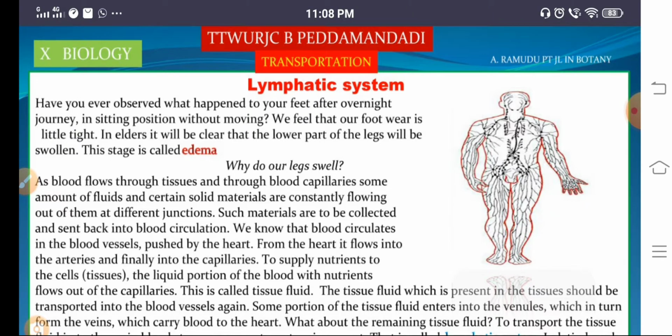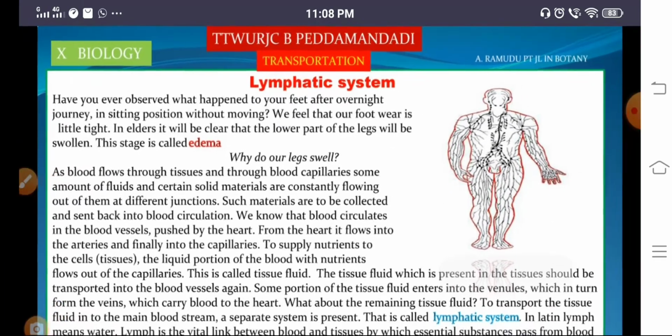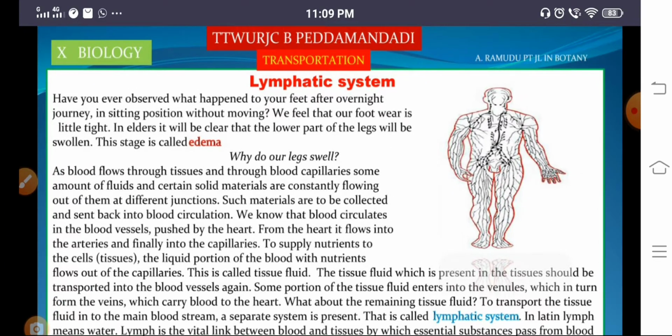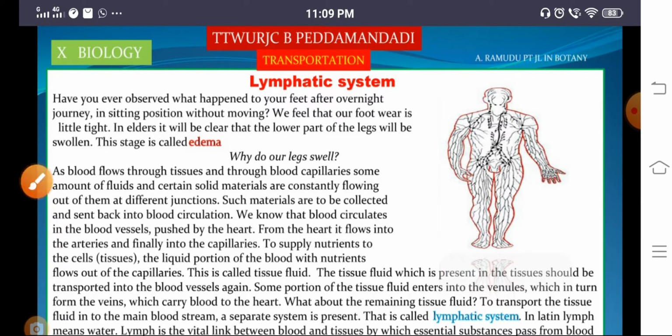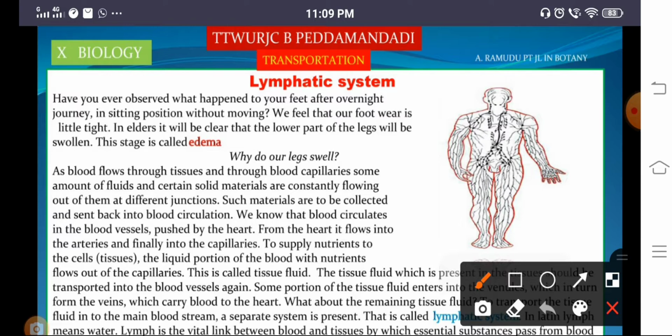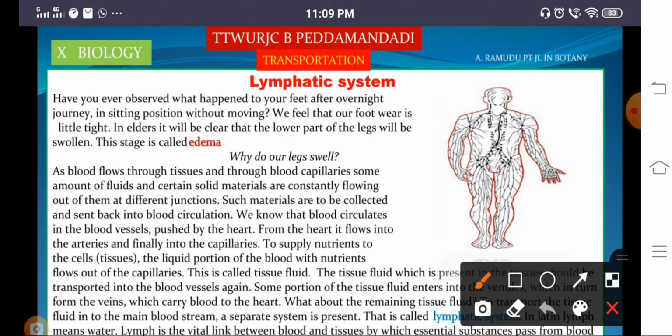The lymphatic system consists of mainly three parts. Number one is lymph fluid, number two is lymph glands, number three is lymph vessels.